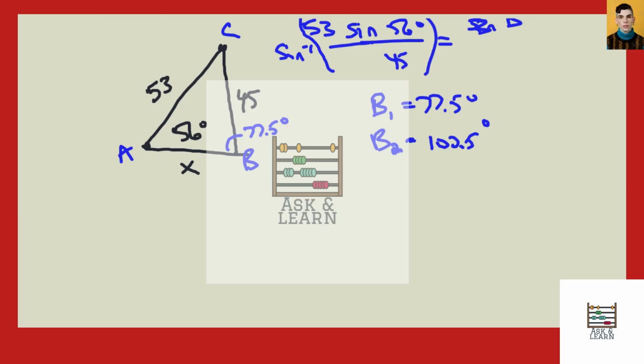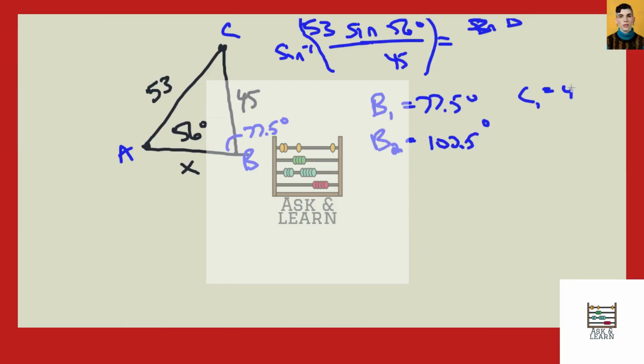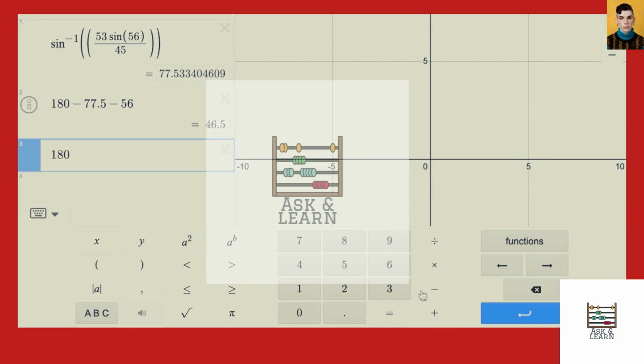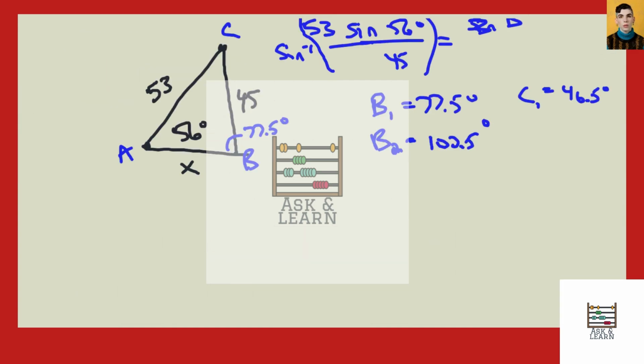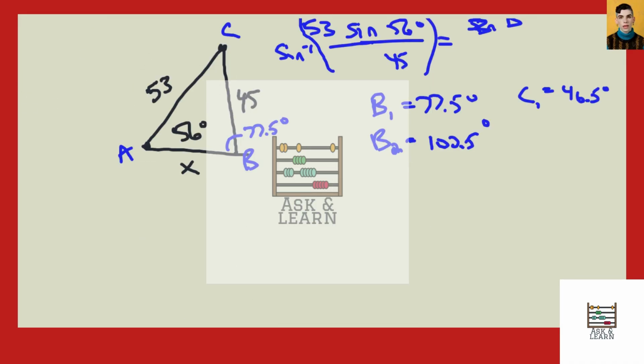And so if it is 77.5 degrees, then the third angle, C, would be 180 minus 56 minus 77.5, or 46.5 degrees. If it's 102.5, it's 180 minus 102.5 minus 56, or 21.5 degrees.